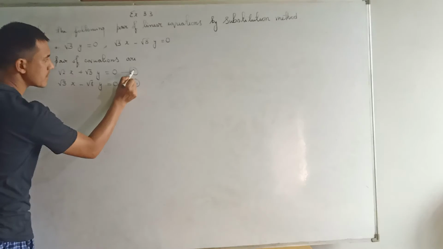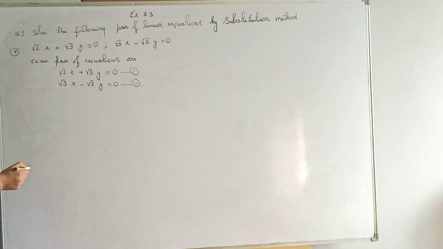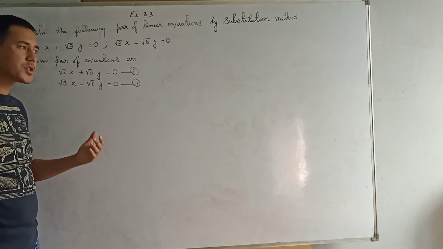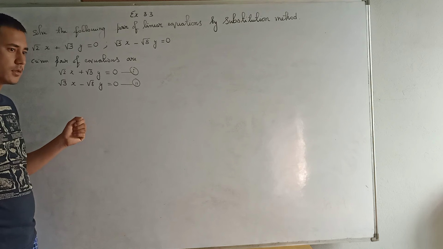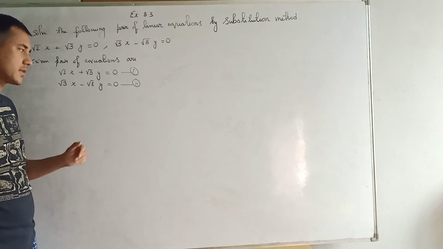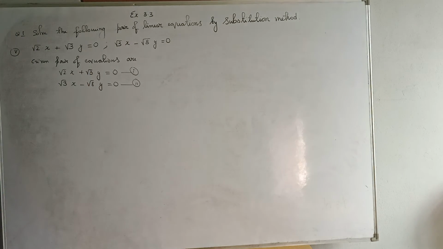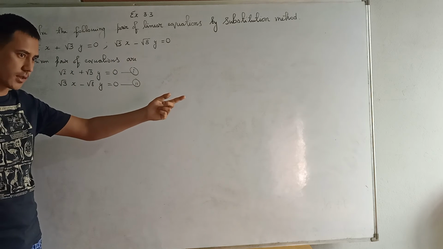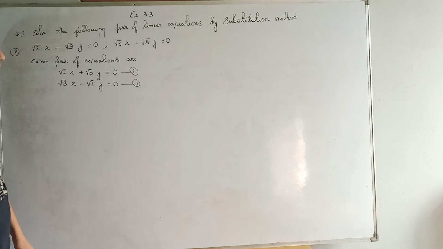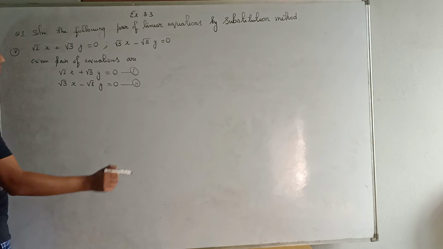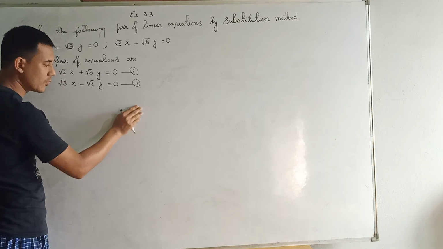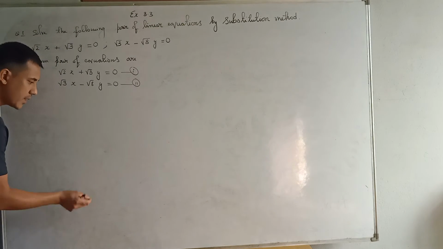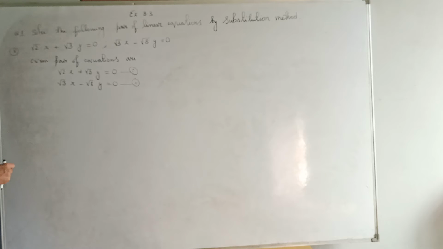We do the same process, the same technique, the same pattern. We choose equation 1 and find x. Whatever x we get here will be in terms of y. That x we will substitute in equation 2. Then we get y.